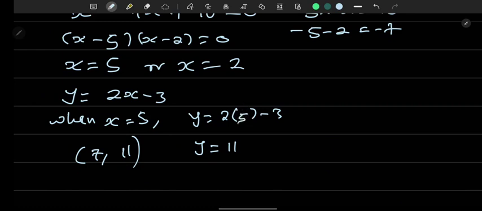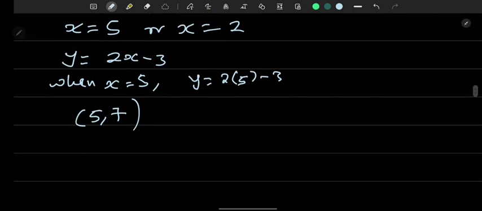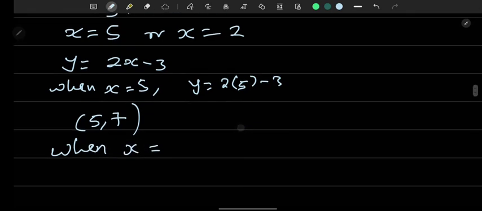Okay, sorry about that. So we have 2 times 5, that's 10. 10 minus 3, that's 7. Okay, so this is 5, 7. Okay, so we consider the second value of x, when x is 2. Okay, so we have 2 times 2 minus 3.